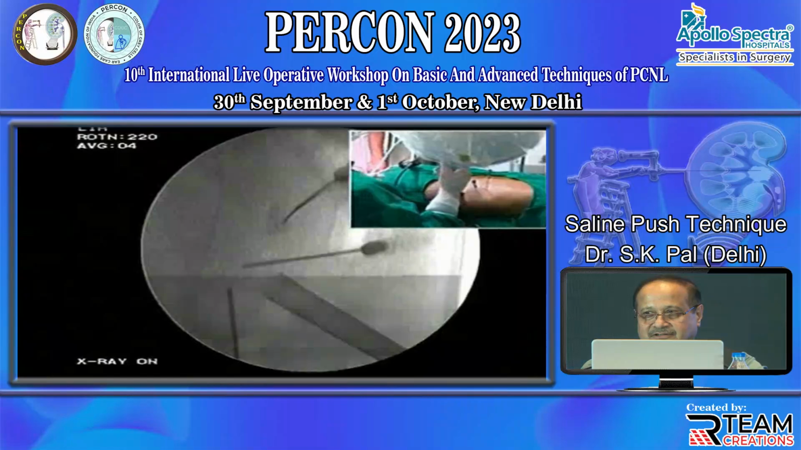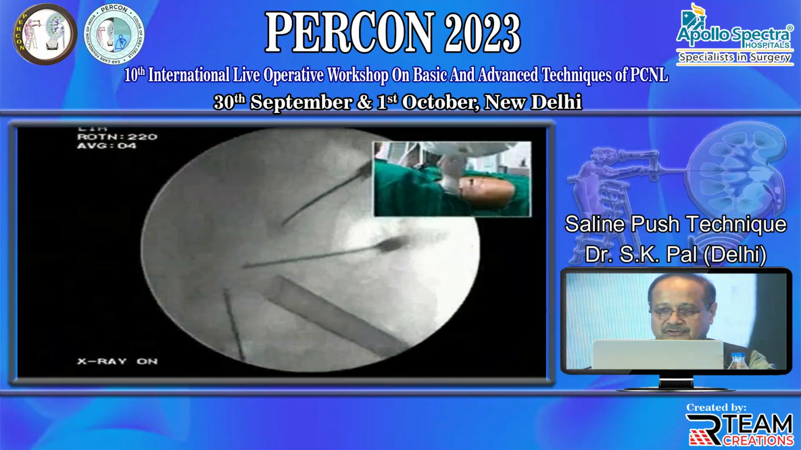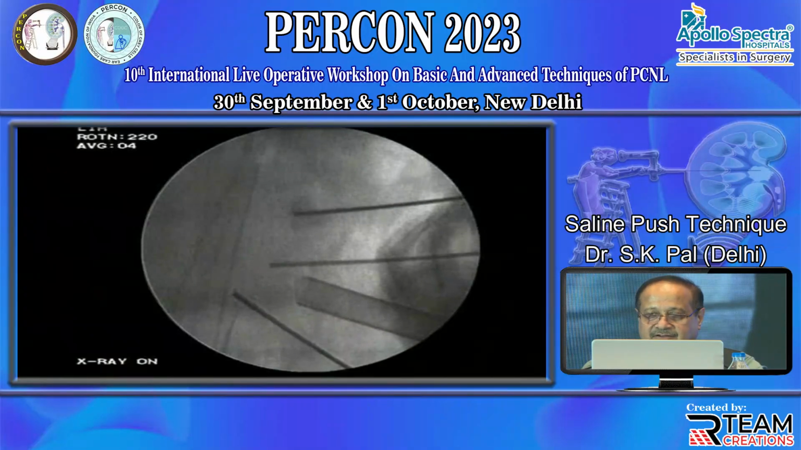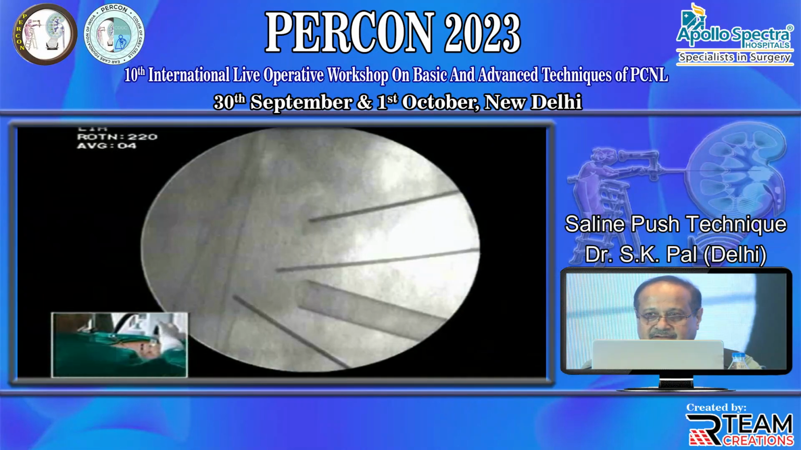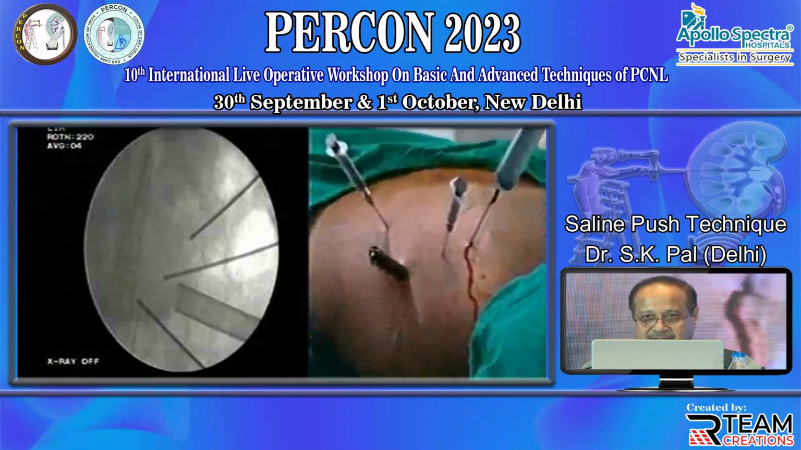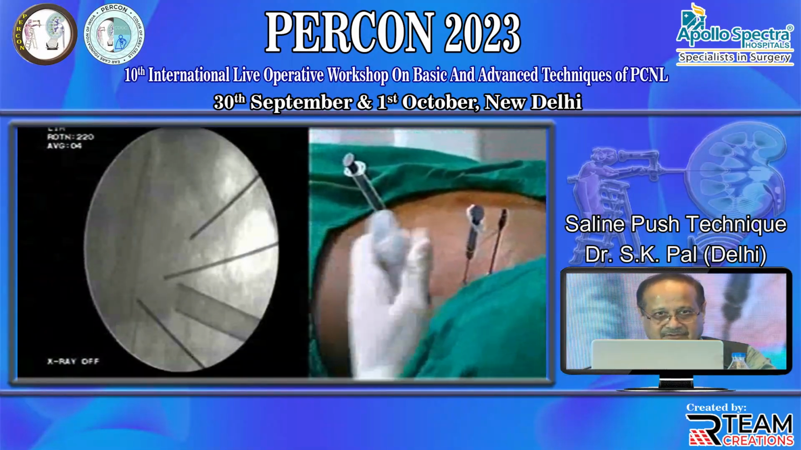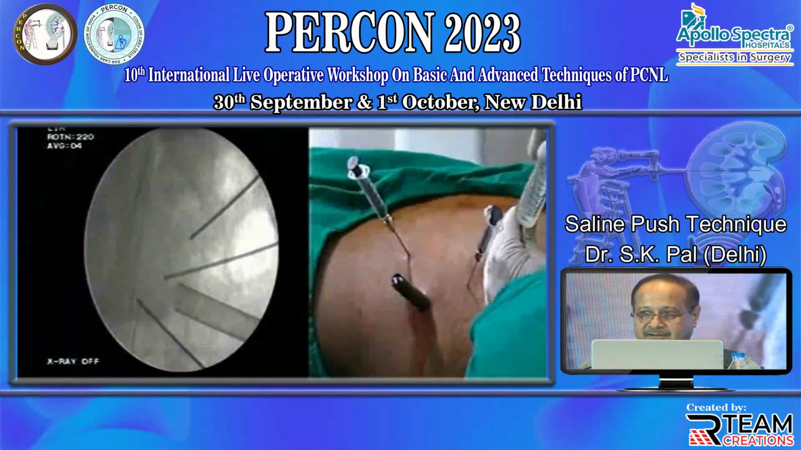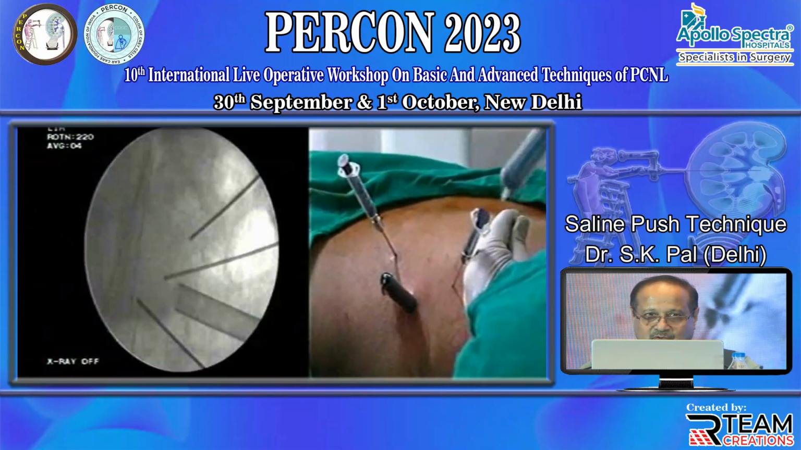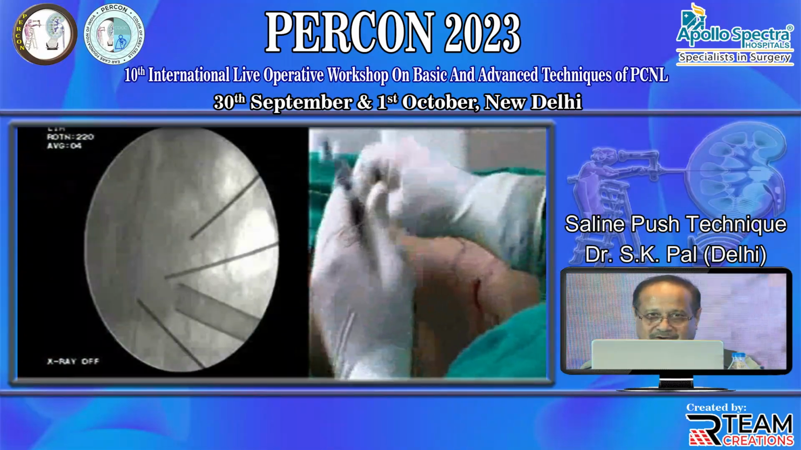This is the picture of Percon 2018. Now this radio opacity is not looking like a stone, but it is bothering me. So make a puncture, give a saline push and it disappears. So this was the dye which was lodged over there. At the end, there are 3 punctures, 1 track and total clearance through 1 track only.